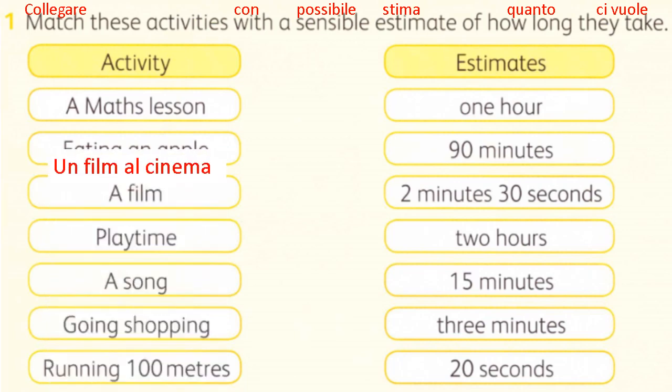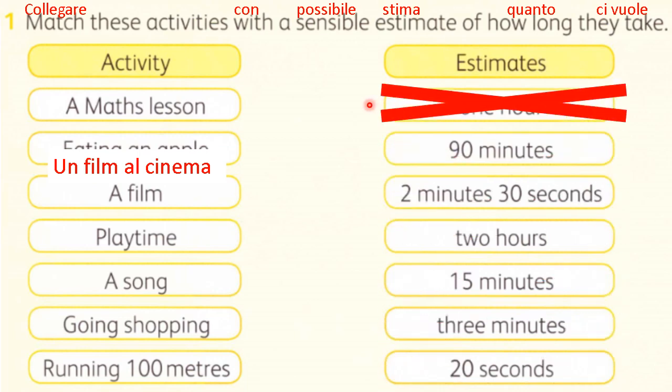Our next activity is a film at the movie theater. So, 1 hour for a film at the movies is a little short. 90 minutes is the average, so usually films are 90 minutes. Remember, 90 minutes is 1 hour and 30 minutes. So it's a sensible estimate.